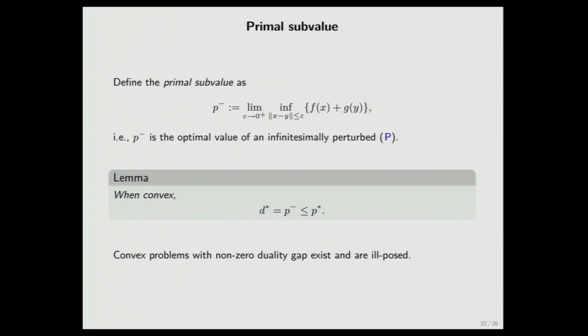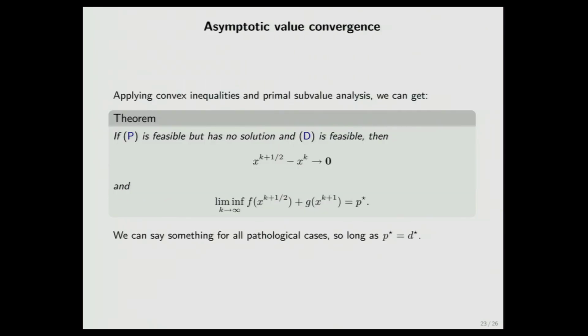I have no time to talk about this. It turns out to be an important part called the primal subvalue. This is how the strong duality relation enters this analysis. So what our result is, using convex inequalities and the definition of the primal subvalue, we can show that if primal and dual are both feasible, even if primal has no solution, you still have asymptotic feasibility, and the objective converges to the primal objective. So in other words, Douglas-Rachford really did what it can to say about this problem.